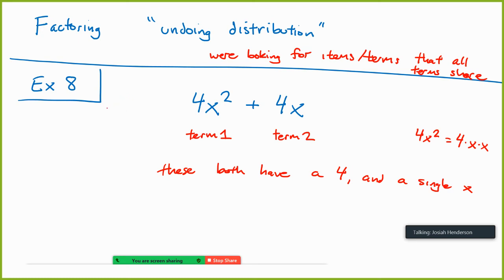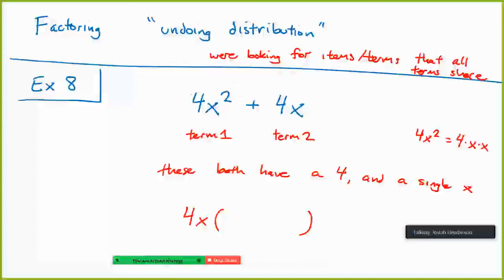Okay, so once we've identified what they both have, then what we're going to do is divide out, pull out from each one of those a 4 and an x. So here's how we do that. At the bottom, we're pulling out 4 from both, and we're pulling out x from both. And I'm going to put a parenthesis here without anything inside it yet. And our question now is, what's left over from term 1 and term 2 if I pull out a 4 and I pull out an x?